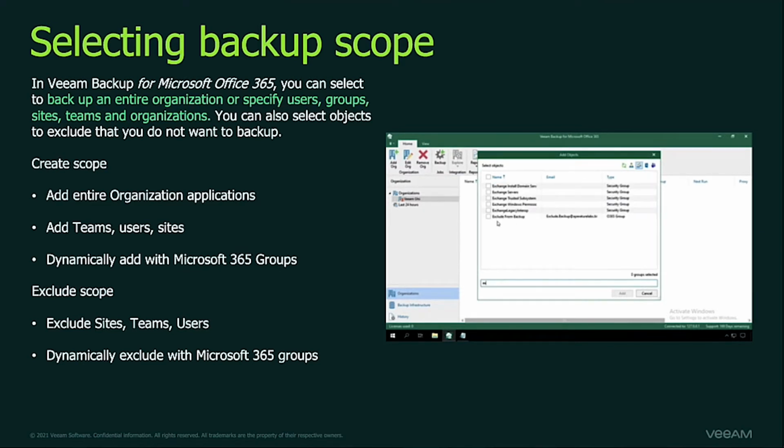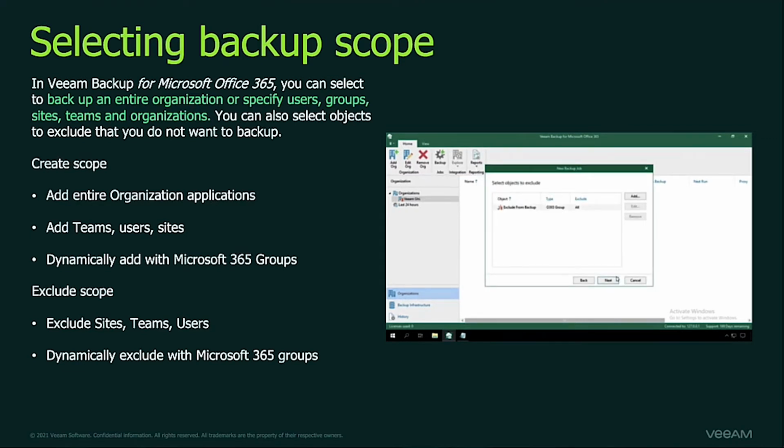Instead of selecting all the objects you want to back up individually, you can instead dynamically add objects and exclude the users you don't want within an Office 365 group. So again, very simple, flexible way of including and excluding objects and setting up that initial backup scope.